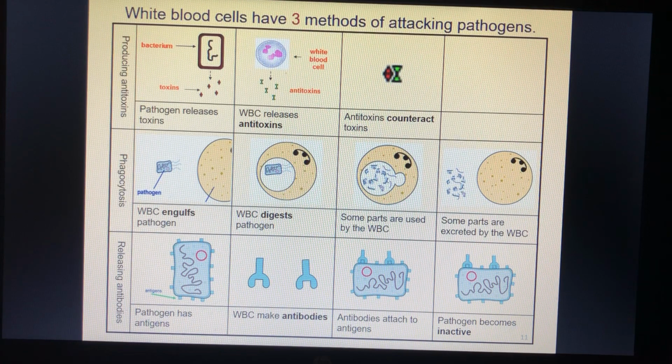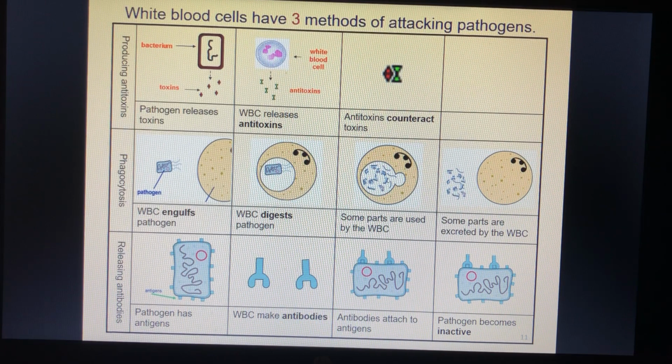So we've got our white blood cells, and they've got three methods of attack. First, I've been talking about these toxins produced by the bacteria. We're on the top row at the moment. Those pathogens release toxins. They're going to make us feel unwell, and the white blood cell doesn't actually directly get rid of the bacteria at this point. It's just working on getting rid of the toxins by producing antitoxins, and those antitoxins, when they come in contact with a toxin, counteract it. That's the word that they seem to like on the mark schemes. They counteract it, so it reduces the amount of toxin going through the blood and therefore reduces how we feel.